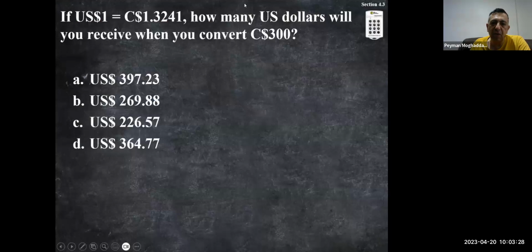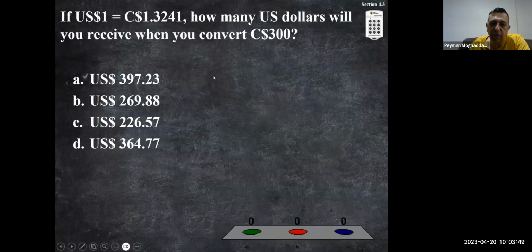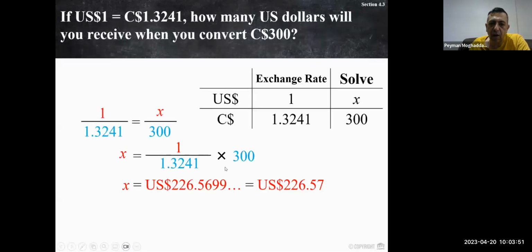For example, if one US dollar is 1.3241 Canadian, how many US dollars will you get when you convert 300 Canadian? In this case it is a division. We either have division or multiplication. Here it's division, so we divide 300 by this number to get the US dollar. 300 divided by 1.3241 is going to be 226.56. Or we can make it an exchange table as well.